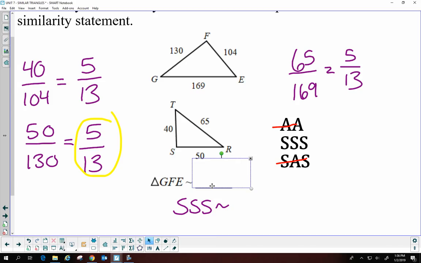And we'll name the other triangle RST. GF is the side in our triangle that's the middle size, and so RS, our middle size, goes first.